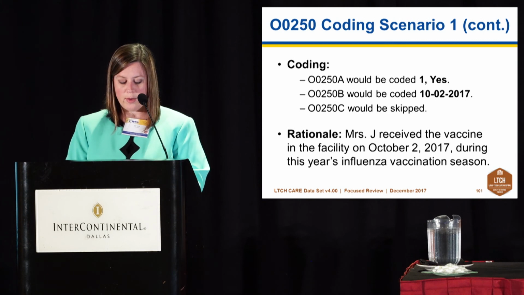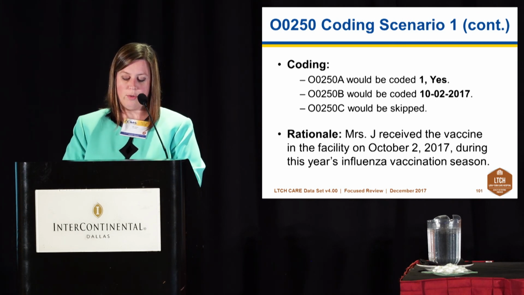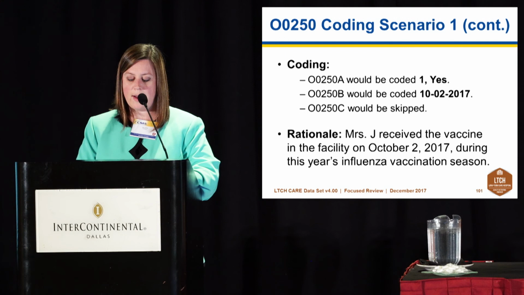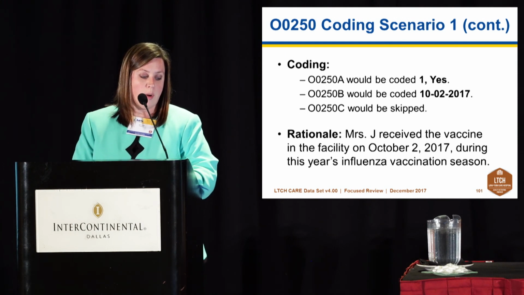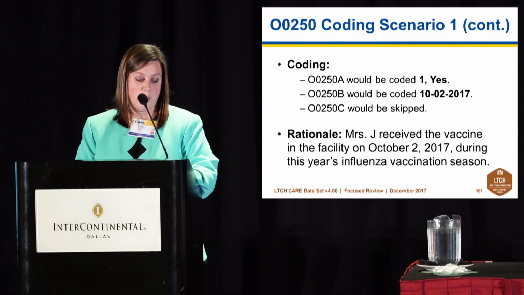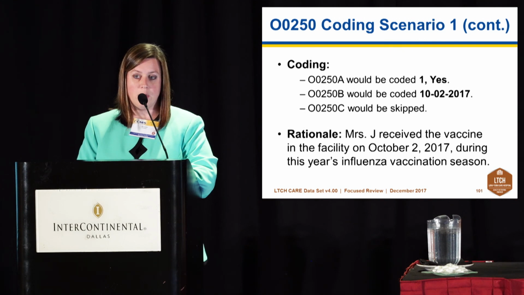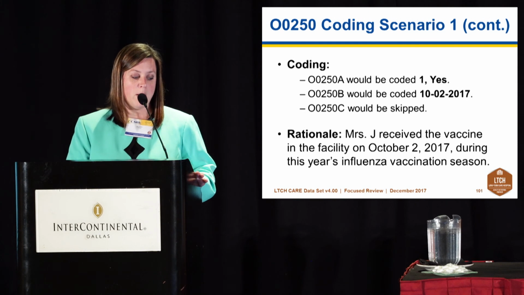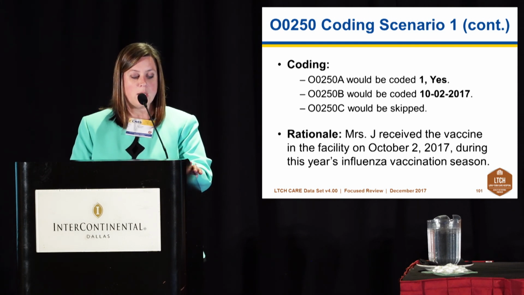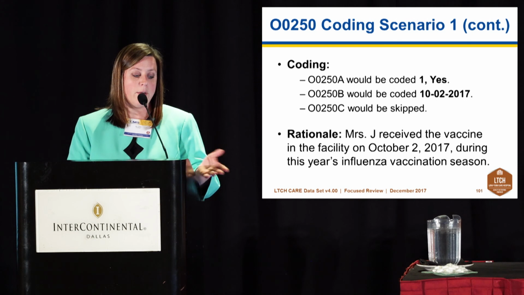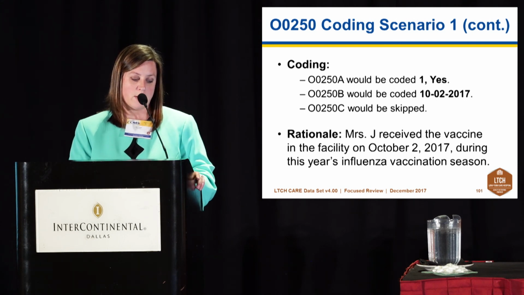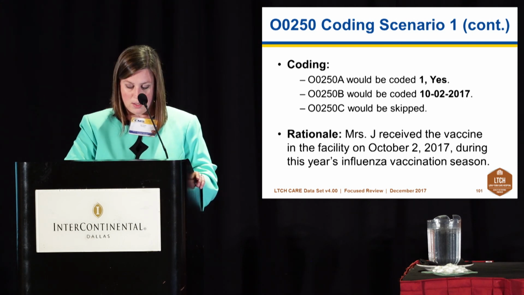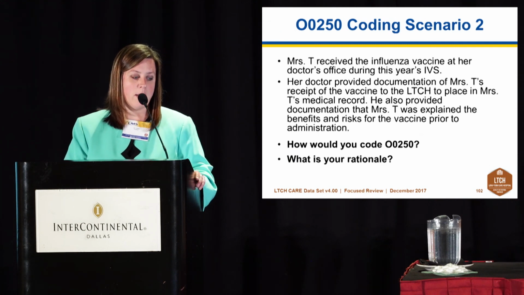So this is not a polling question. Here we can go through B0250A. A would be coded as 1, yes, because we know that she did receive the vaccination. B0250B would be coded as 10-02-2017. And then we would skip B0250C because there's no reason that she did not receive the vaccination. She did receive the vaccination. Okay, let's try another one.